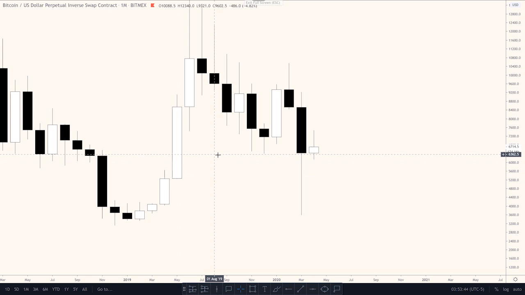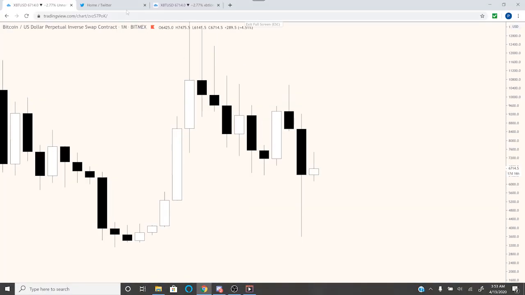But all that being said, we're gonna hop into this Bitcoin analysis. I'm gonna show you what I'm seeing right now on the higher time frames down to the lower time frames. I'm actually in a long right now. Let's go ahead and check that out.